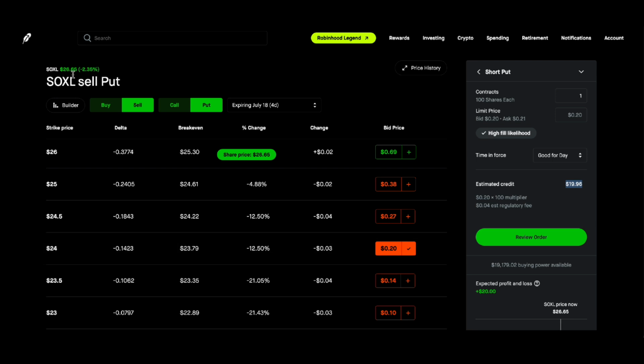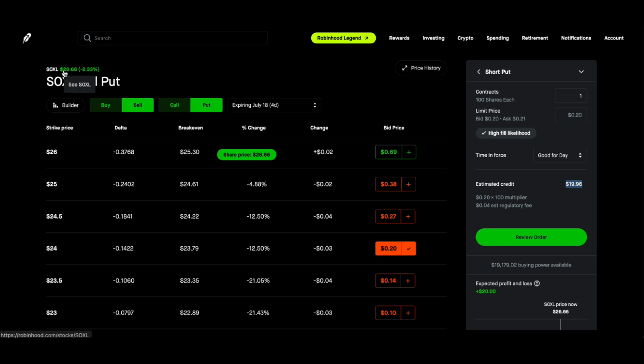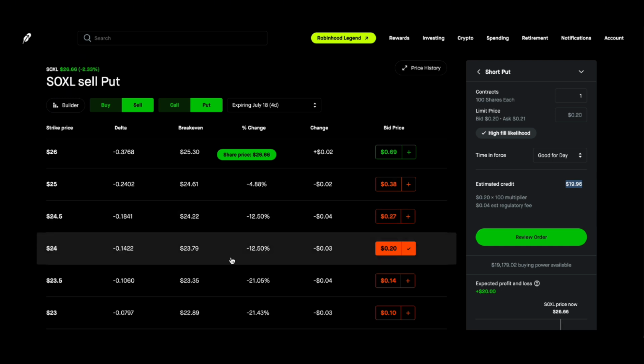Currently, it is at $26. So not only am I saving $2.50 here, since I'm not buying at today's price, but I'm also collecting some $20 here as well. Then my break-even price, or my cost price, would be $23.80. So that is one way of selling a cash secured put.